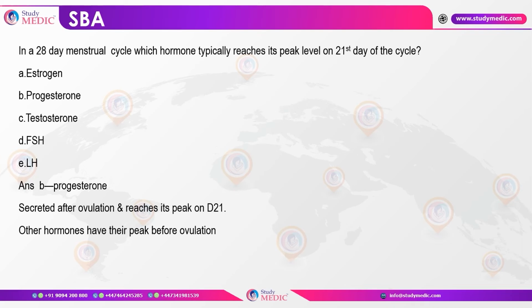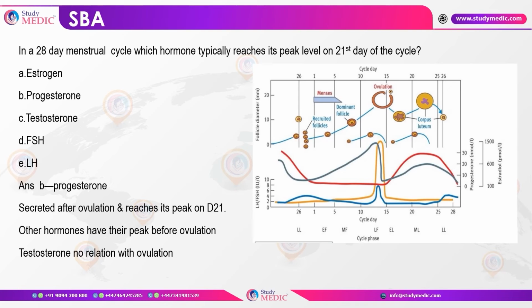All the other hormones have their peak before ovulation, and testosterone, we know, has no relation to ovulation. So if you remember this figure, it is going to give you an idea about which hormone is going to be raised in the mid-cycle and which hormones are going to have their peak later on. Remember, LH is the one that is going to have a peak just before ovulation. After ovulation, LH goes down dramatically and it is progesterone then which is going to have the peak later on.